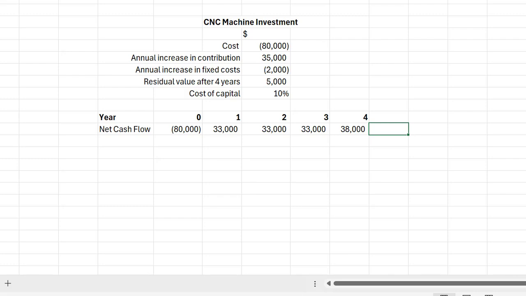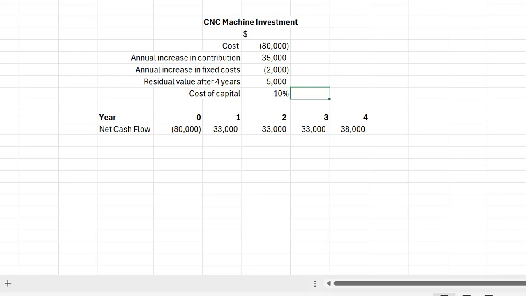I need to understand if this project will make me wealthier, given the fact I have a cost of capital of 10%, that I earn 10% on my investments. So these cash flows need to beat that 10%. The next step is where net present value gets a little tricky.